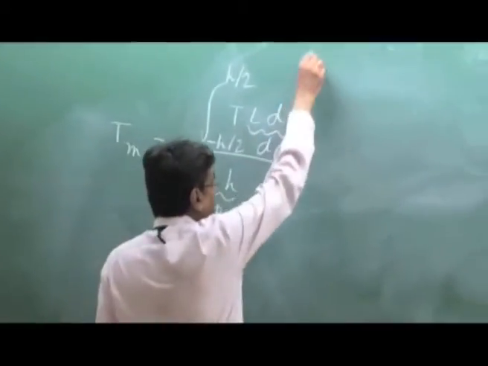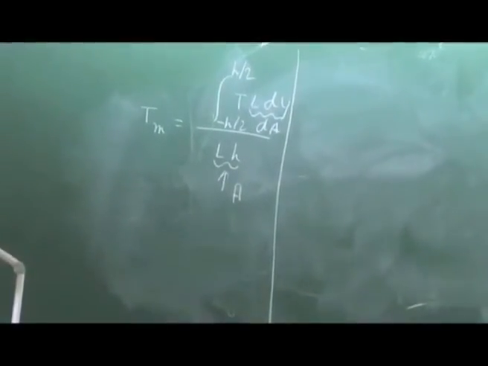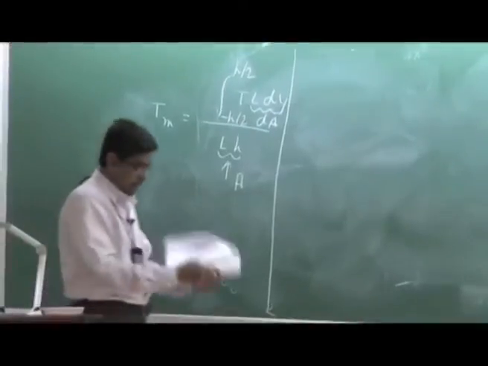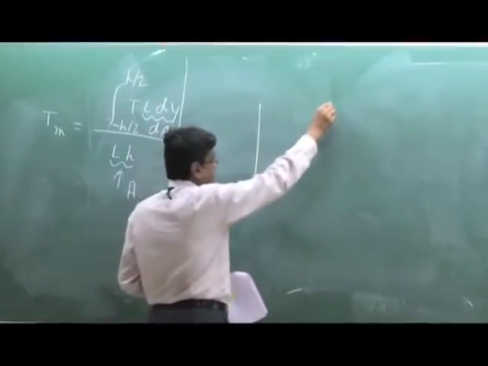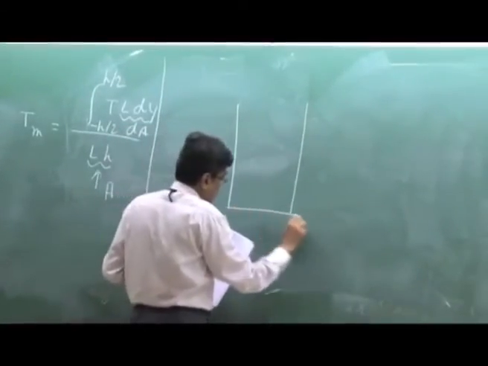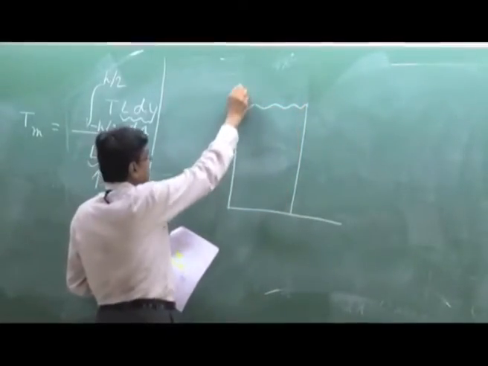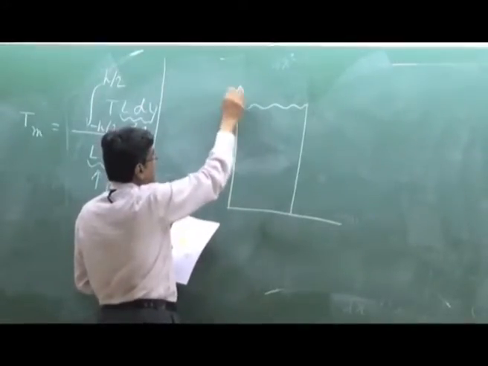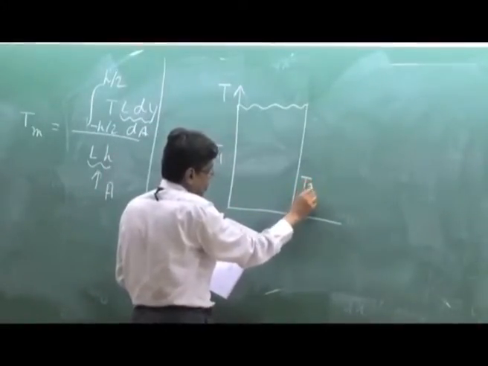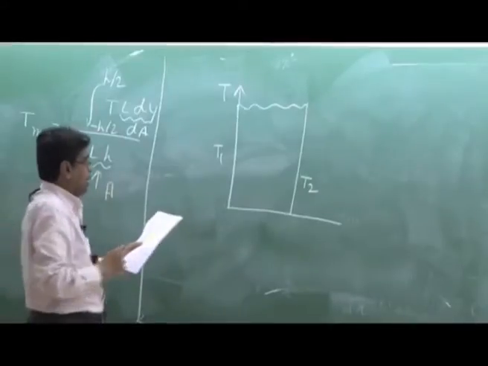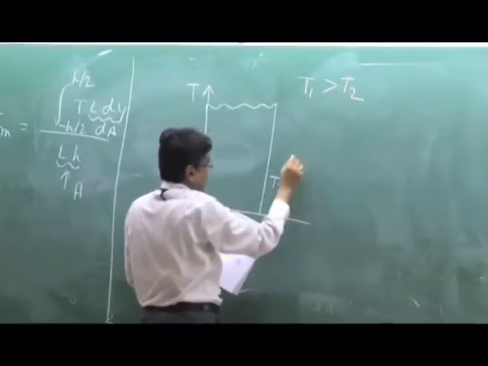Okay, now we come to the second problem. The first one was discussed; this problem is a simple problem we have to critically analyze. Let us have a plane wall. This surface is kept at T1 and this surface is kept at T2, and T1 is greater than T2, so that heat flows in this direction.